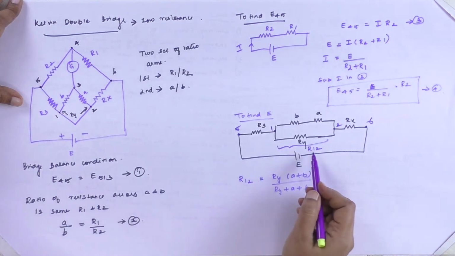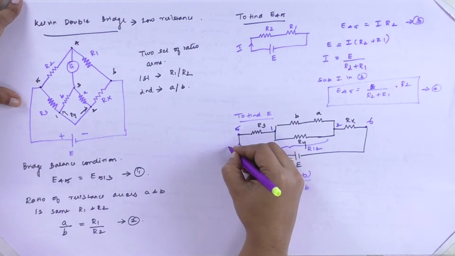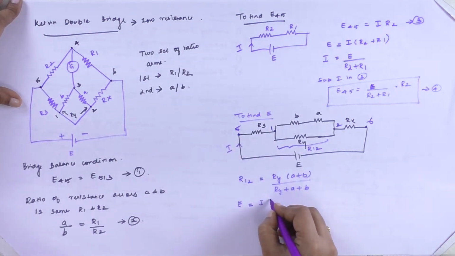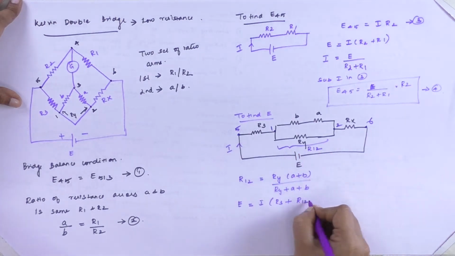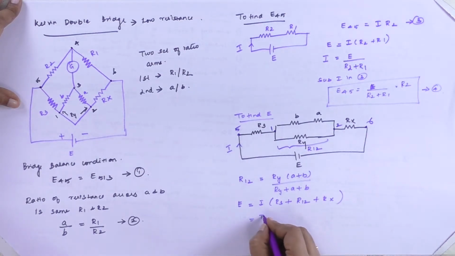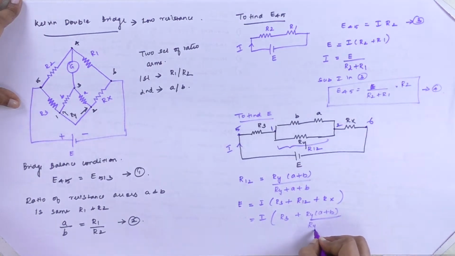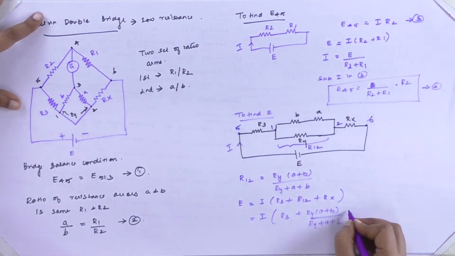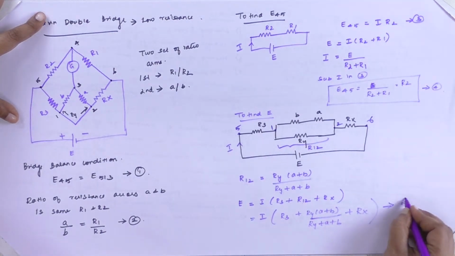Now, if I write the voltage equation for this circuit, I will get E is equal to I, the current through the circuit, into R3 plus this resistance R12 plus the resistance Rx. So, I am going to substitute the value of R12 here. I will get R3 plus Ry into (A plus B) divided by Ry plus A plus B, plus Rx. Let me take this equation as equation number 5.